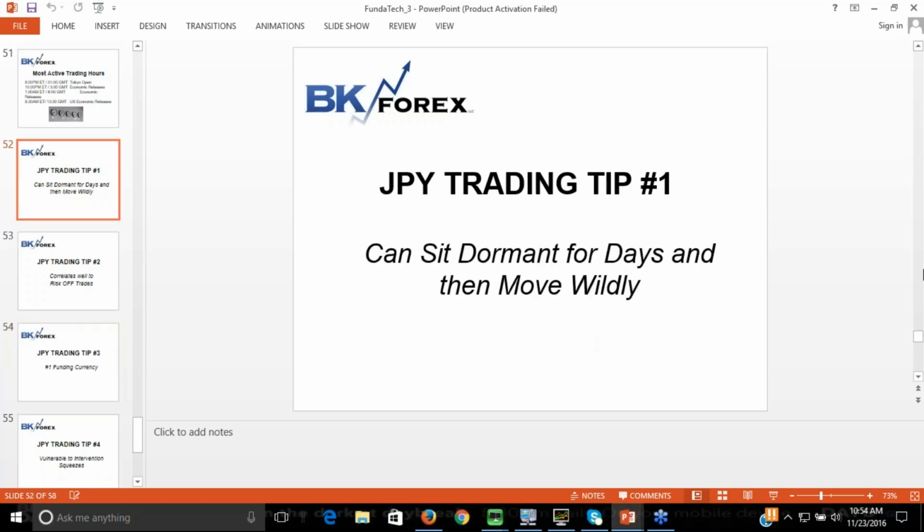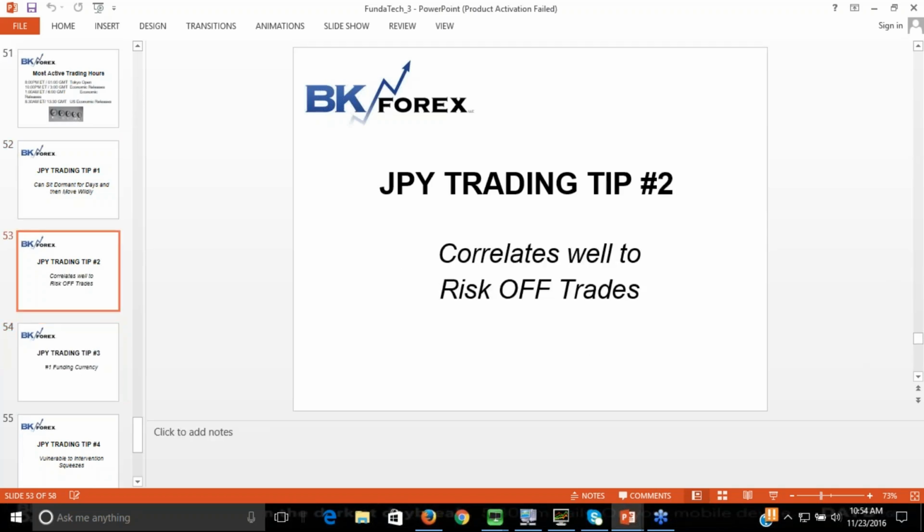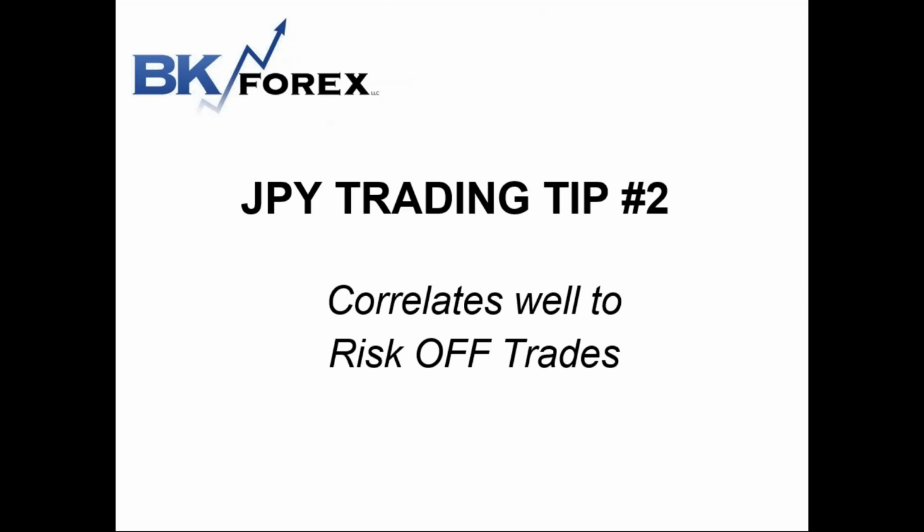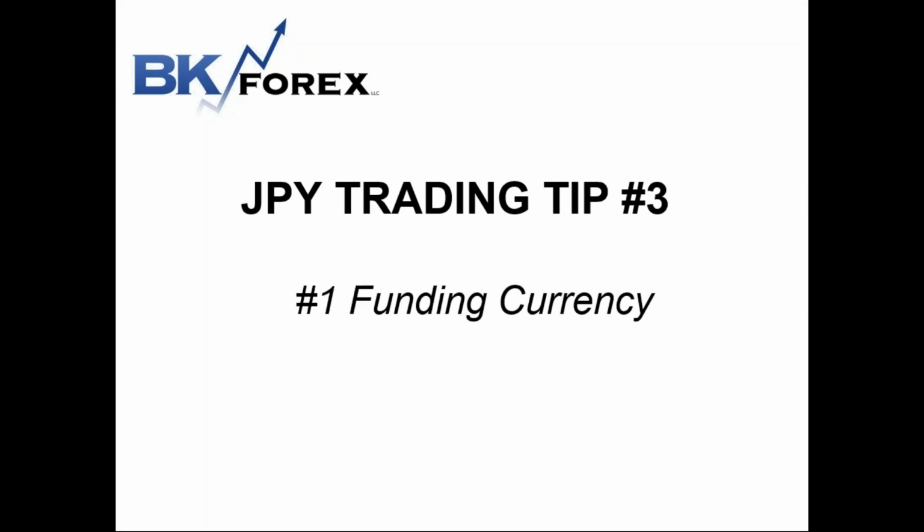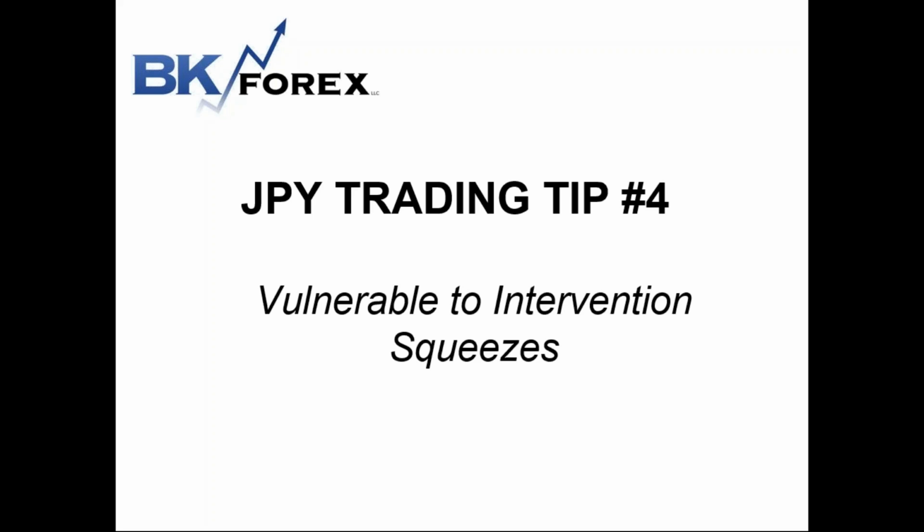So the yen correlates well with risk-off trades, which means that when investors are nervous, they're buying yen and selling everything else: euro, dollar, pound, Aussie, Kiwi. And it's a funding currency, so when investors are optimistic and since it has a low interest rate, what they will oftentimes do is sell the Japanese yen, pay the low interest rate, and buy dollars, euro, pounds, Aussies. It's vulnerable to intervention squeezes.